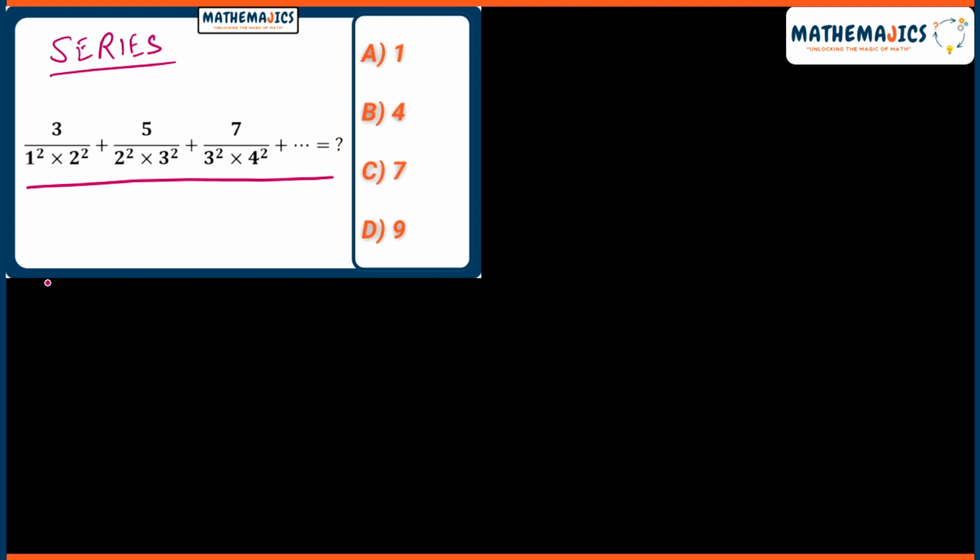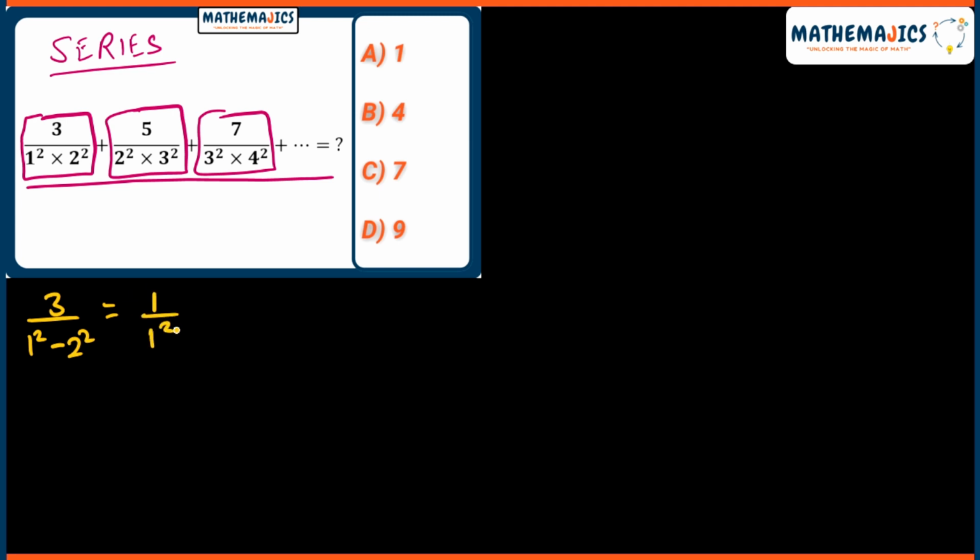Okay. So first of all, I will be writing these terms in a different way. Let's see how. First of all, 3 by 1 square minus 2 square, I will be writing it as 1 by 1 square minus 1 by 2 square. See, these two terms are exactly the same. Why? Let's simplify this to understand. I can write this as 1 by 1 minus 1 by 4. So if I take the LCM and find the difference of these fractions, I will get 3 by 4.